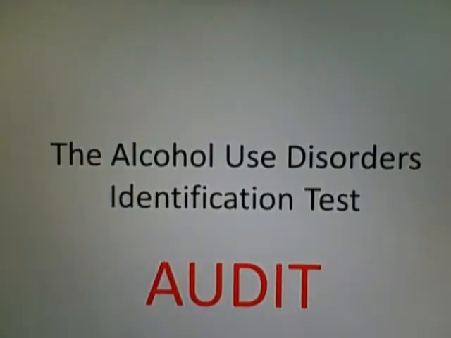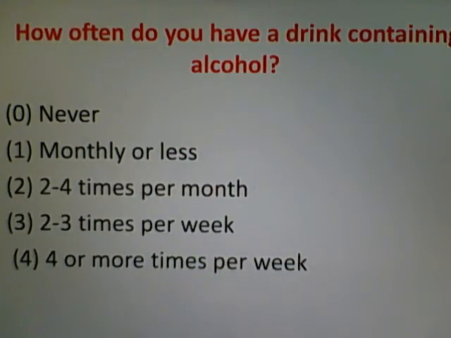Okay, now we're going to do the AUDIT. We're going to take this assessment together. The AUDIT stands for the Alcohol Use Disorders Identification Test. So the first question, make sure you have a piece of paper and a pencil and you might write down your answers so you can score. The first question is, how often do you have a drink containing alcohol? Never, monthly or less, 2 to 4 times per month, 2 to 3 times per week, 4 or more times per week. How often do you have a drink containing alcohol?